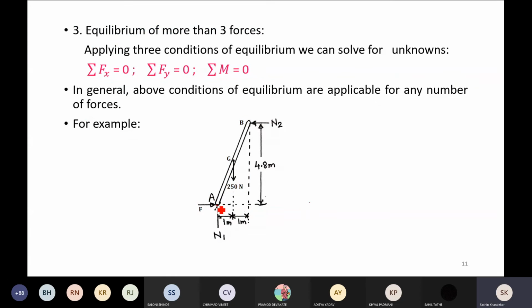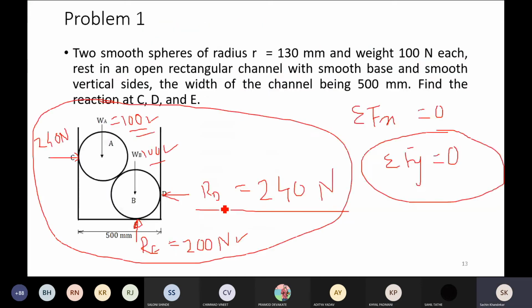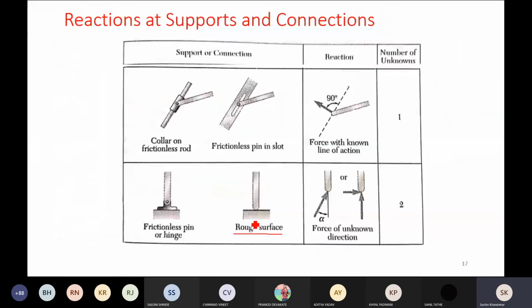Okay, so this point is what I can say, the support with a friction. In case of support with friction, or in case of rough surface, there will be one normal reaction, and of course there will be the friction force F.